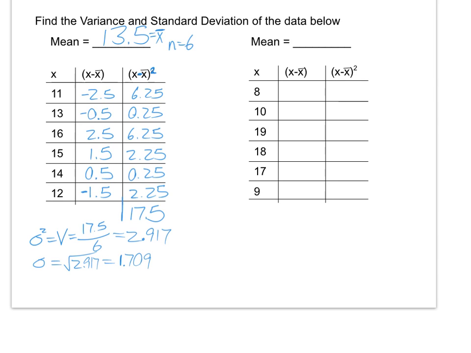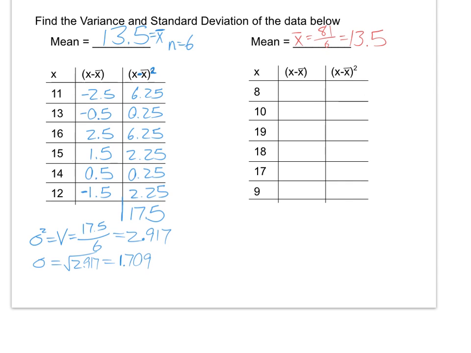Now, if we do this with the next set, we add all those up, we're going to get 81. So 81 over 6 is our mean, same thing. 81 over 6 is 13 and a half. I did this on purpose. Notice these two sets of data are very different.